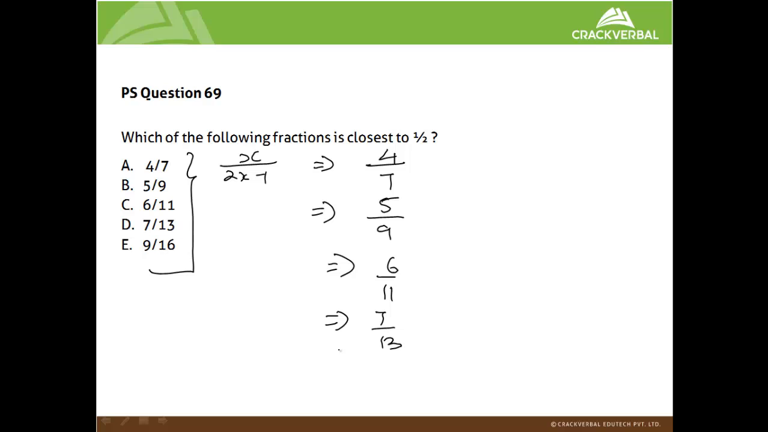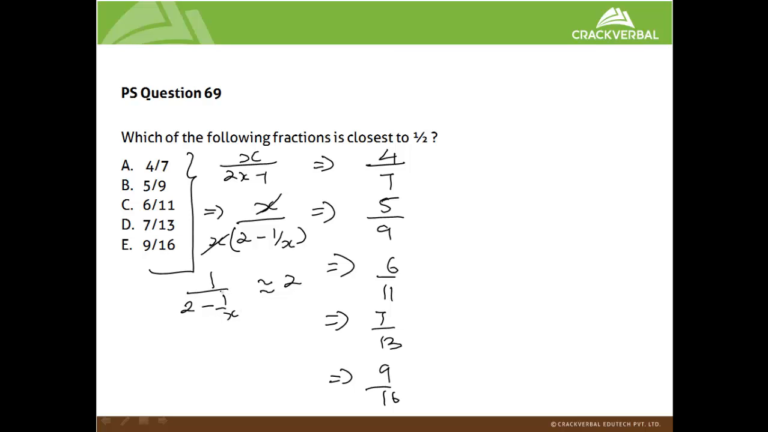The only answer choice which is a little bit odd is answer choice E. We can hold on to it, we can eliminate it a little bit later. But out of these 4 answer choices, which one will be closest to half? We can figure it out easily. So what we can do is take x common in the denominator. If you take x common in the denominator, you will have 2 minus 1 by x, and in the numerator you will have x, it cancels. So basically 1 over 2 minus 1 by x has to be closer to half.